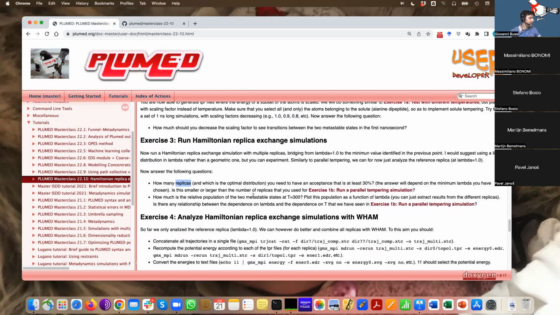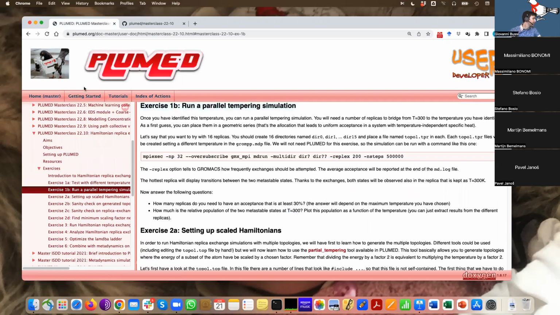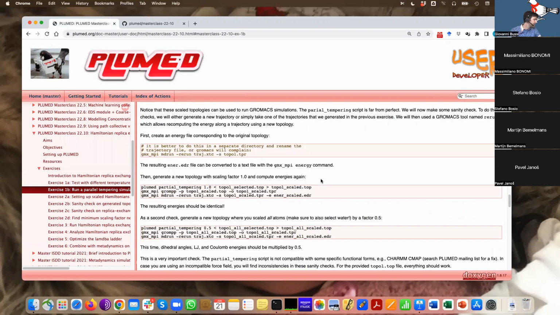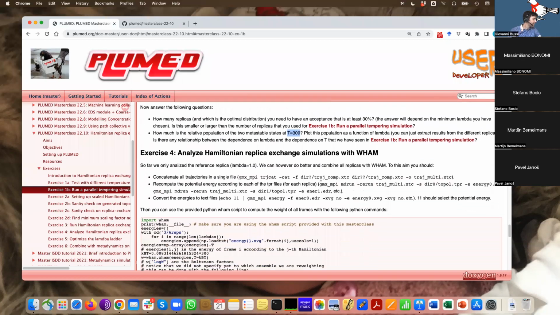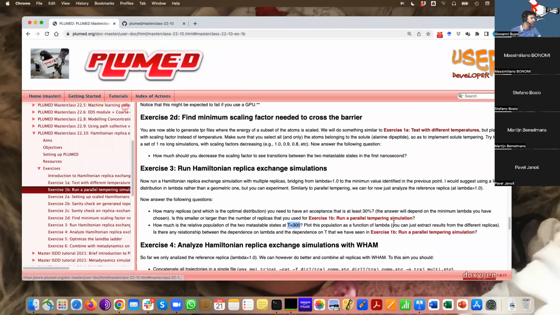And then once you are able to run this replica exchange simulation, you could compute the relative population of the two metastable states, like positive phi and negative phi, at 300 Kelvin. You could even do the analysis as a function of lambda. So this is like plotting the population as a function of the temperature, because this is the temperature of only the solute. And it's interesting to compare this trend with the trend that you obtain as a function of the temperature.